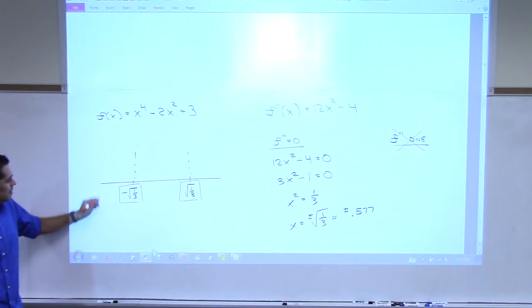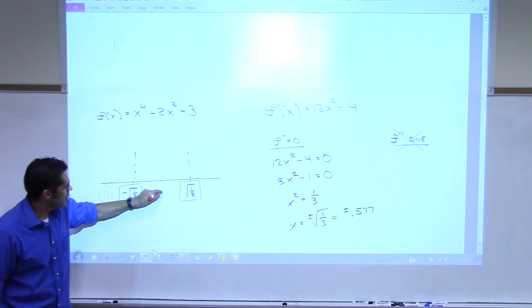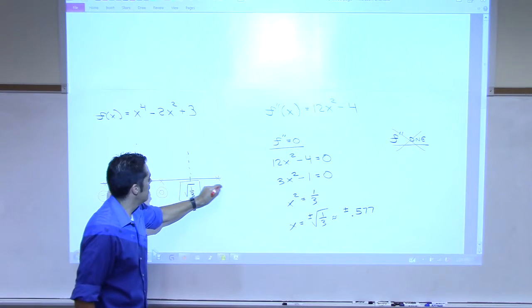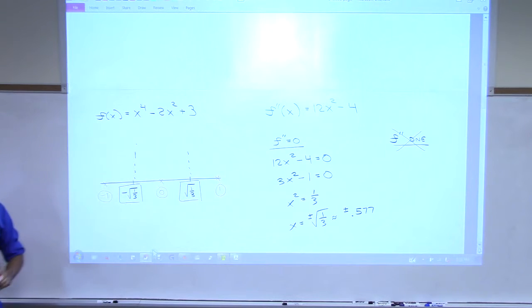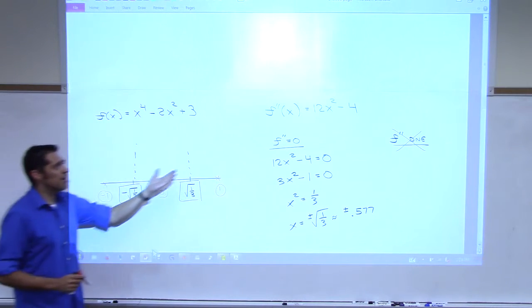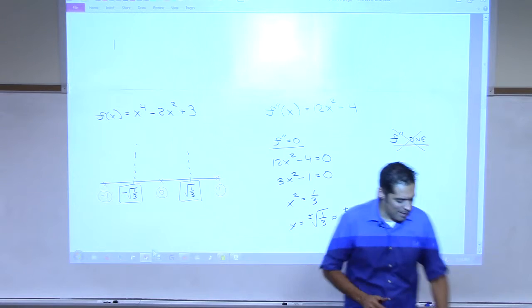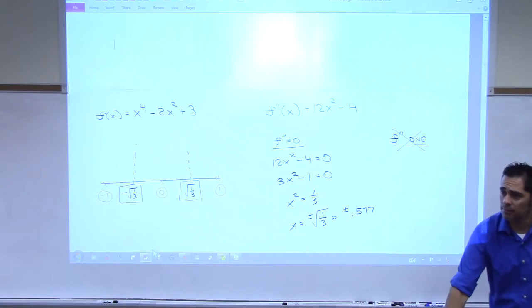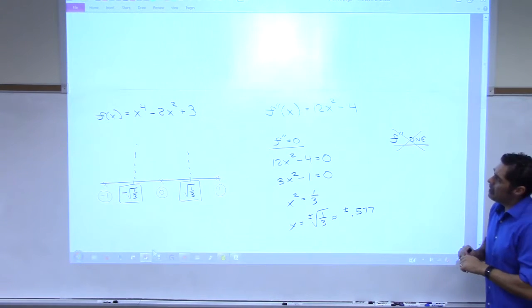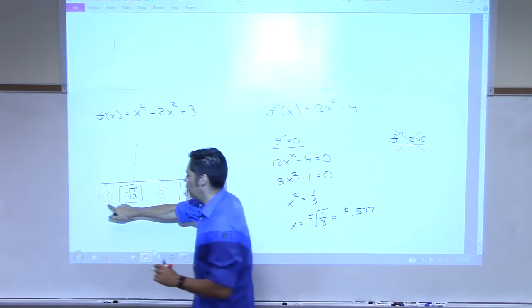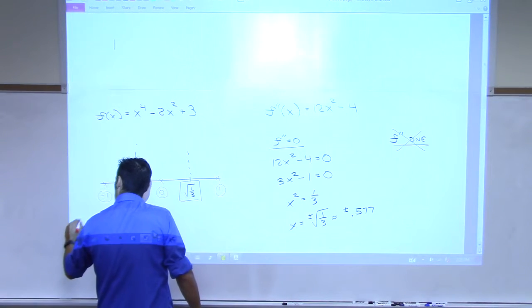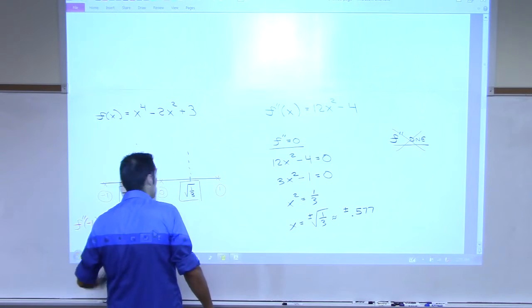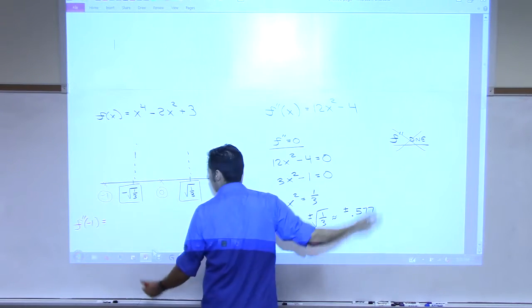Negative 1's a good one. 0's a great one. And 1. And where are these points that I just picked getting plugged into? Into the second derivative, because the second derivative tells me whether or not I'm smiling or frowning. So that's where I'm going to plug them in. So let's go f double prime of negative 1. F double prime of negative 1 equals 8.